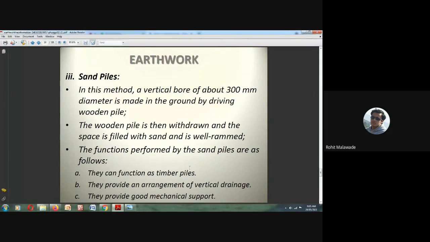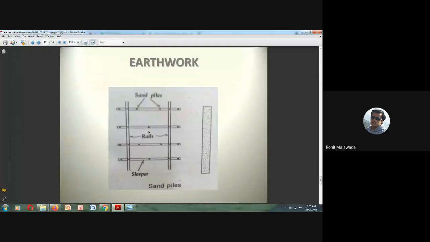In this method, what exactly we are going to do is, a tube of around 300 mm diameter, that is 30 centimeter diameter, is made in the ground by driving the wooden pile. Here we are going to have sand piles.